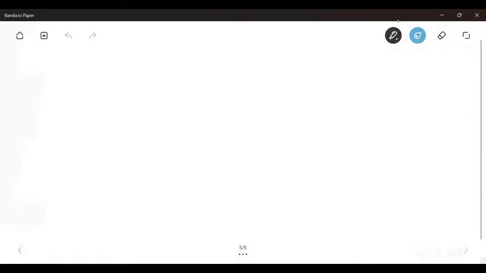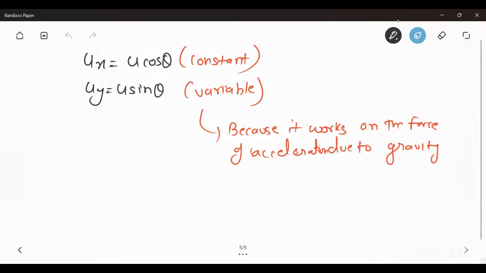Now u cos theta is constant throughout the motion, so the acceleration in this direction will be 0, and u sin theta always works under the acceleration due to gravity. So the acceleration is always minus g. Okay. Now come to the first topic, the trajectory of a projectile.